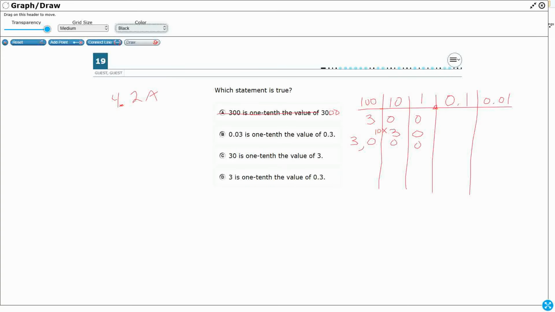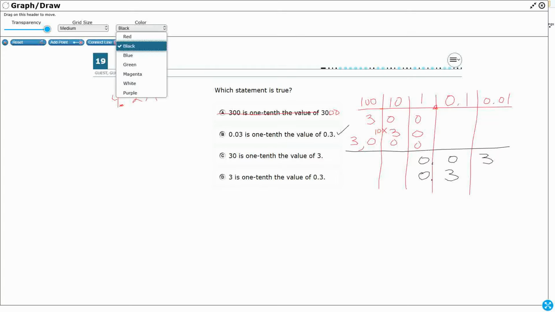All right, let's look at this next one. Just going to change colors there. 3 hundredths, there's my hundredths. 0.03 is 1/10 the value of 3 tenths. Okay, yeah. If you're 1/10, that means you're 10 times smaller, and 3 hundredths is definitely smaller than 3 tenths. Since they're both 3 and they're one decimal place over to the left of each other, that looks like it's going to be good.